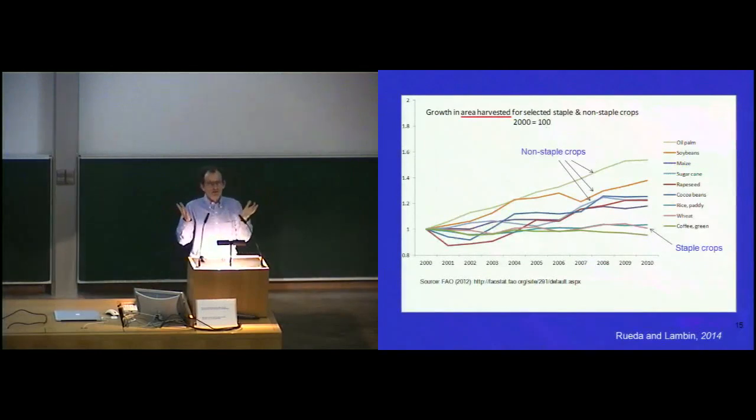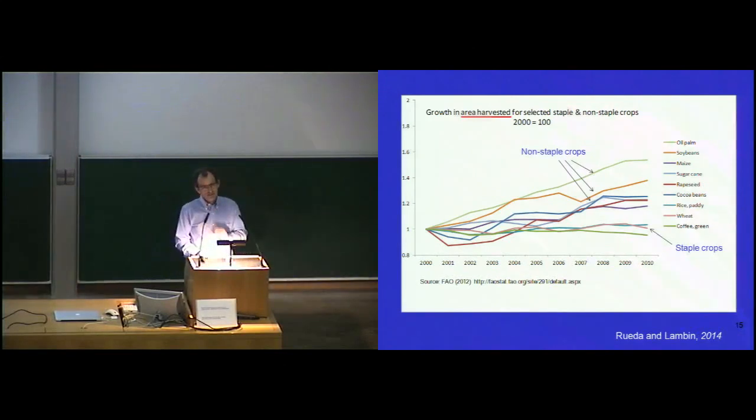Why do we need so much land? A very key insight was derived from a study I did with Jimena Rueda just last year. We're looking at the major crops worldwide, and we made the distinction between the staple crops, the rice and cereals that really feed the hungry, and all the non-staple crops.